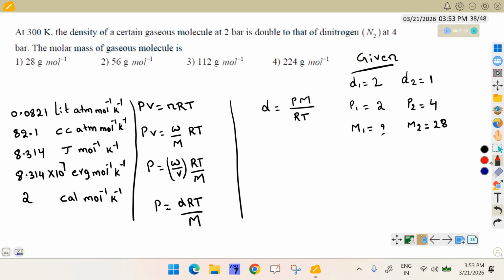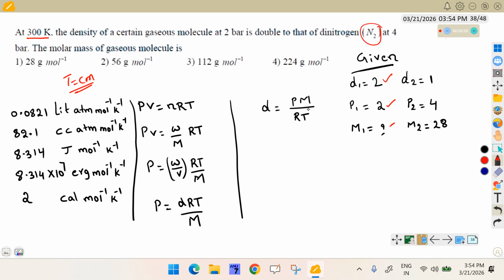At 300 kelvins, temperature is constant. The density of a certain gaseous molecule at 2 bar is double that of dinitrogen at 4 bar. Calculate the molar mass of the gaseous molecule. Initial density D1 value is 2, P1 value is given as 2, molecular weight to be calculated. D2 value is 1, P2 value is 4, molecular weight of nitrogen is 28.